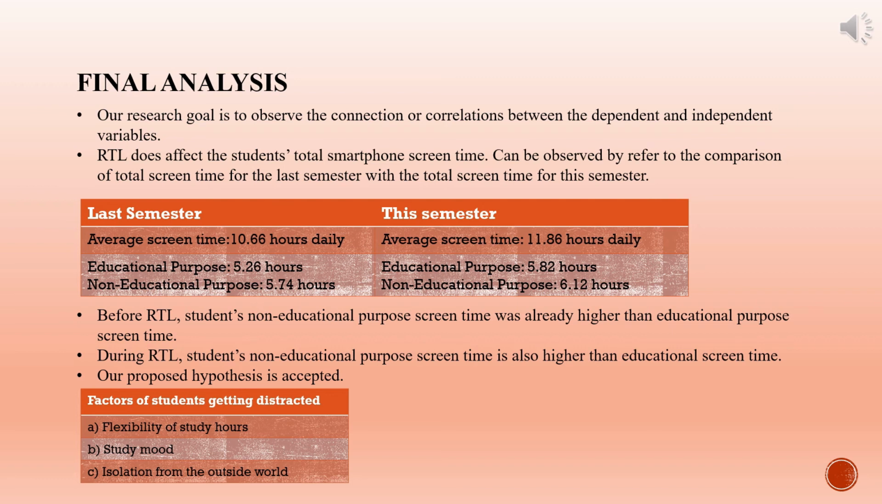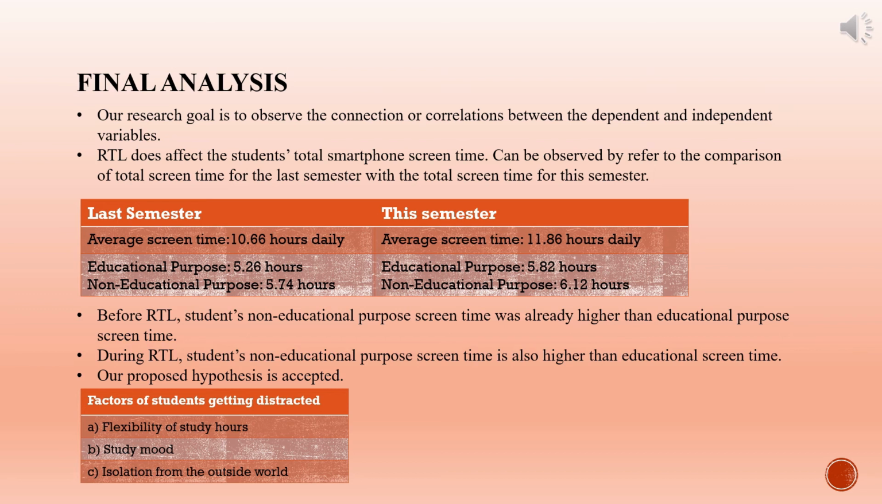So in our final analysis, we include the educational purpose and non-educational purpose parts. Last semester, students spent an average of about 5.26 hours on educational purpose, while 5.74 hours for non-educational purpose. But for this semester, the educational purpose screen time increased a little bit to 5.82 hours, while the non-educational purpose increased higher, from 5.74 hours in the last semester to 6.12 hours in this semester.